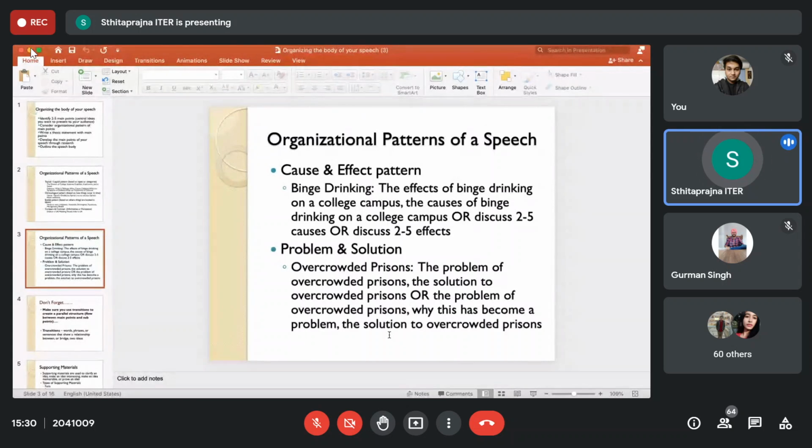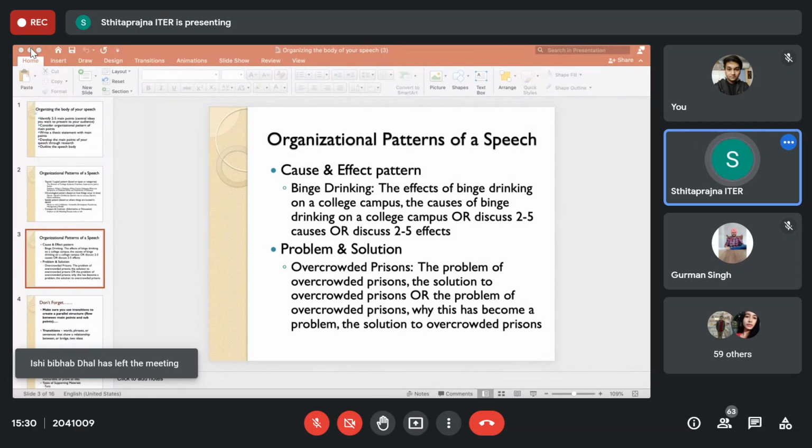Now, the effects of binge drinking on college campus. If you binge drink on the college campus, what could be the effects? How is that going to affect you? So cause and effect. If you cut trees, what happens? Okay, the cause and the effect.